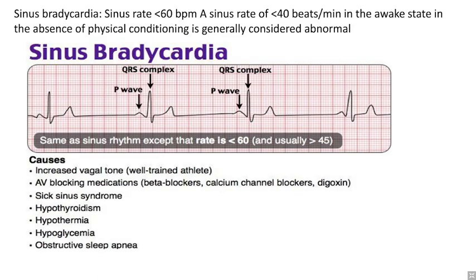Sinus bradycardia. It's easy to diagnose on ECG because it's normal sinus rhythm and only heart rate less than 60 beats per minute. Especially important if heart rate is less than 40 beats per minute because it may be real sick sinus syndrome.